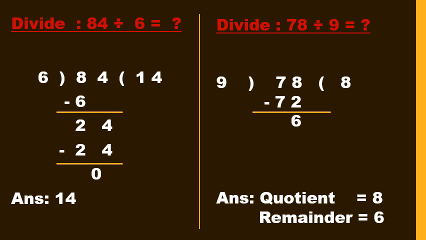Girls, we can recheck this sum by applying the relation. What is that? Divisor into quotient plus remainder equal to dividend, right? So 8 into 9 plus 6 gives us 78. So the answer is correct.